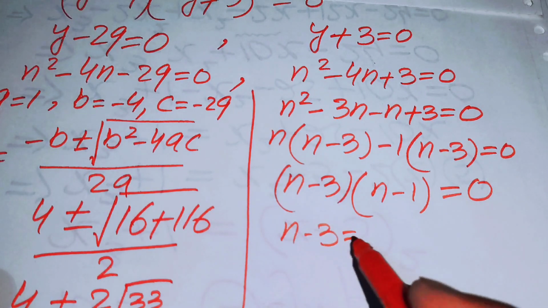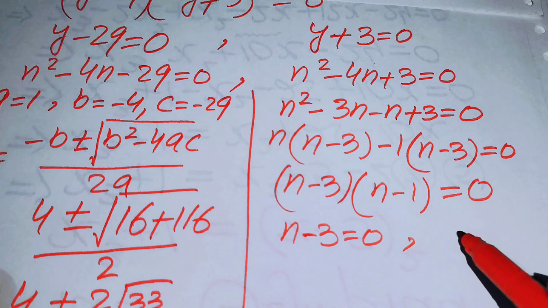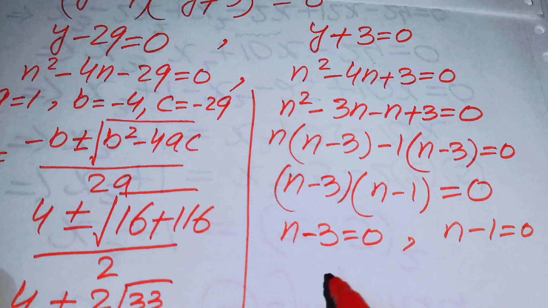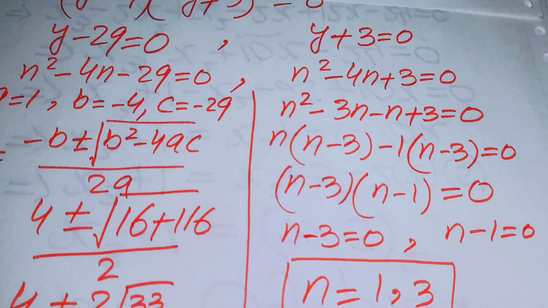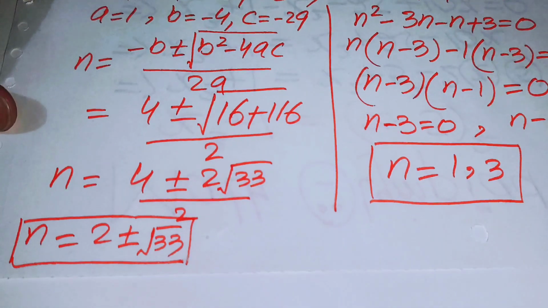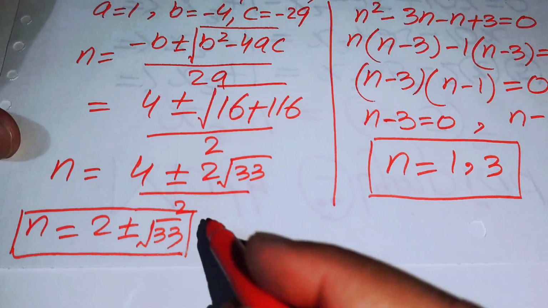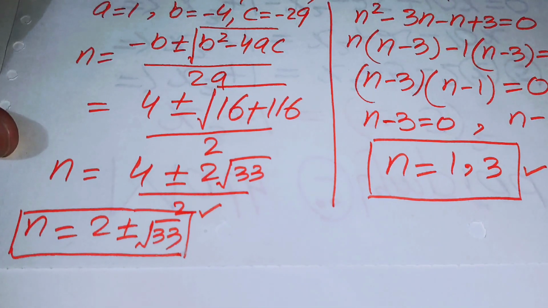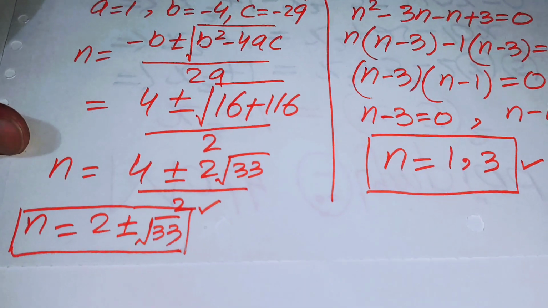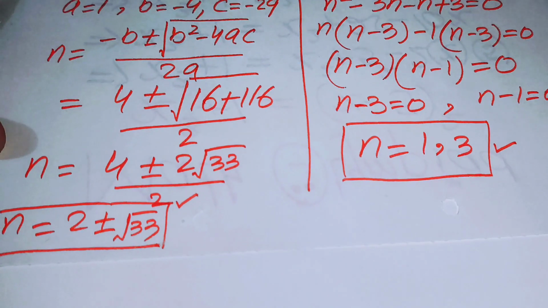So here we have two cases, n minus 3 equals 0 and n minus 1 equals 0. Finally we have two values of n, and these are 1 and 3. So finally we have the four roots of this problem. These two roots are real and these are also real. These are the four roots or four solutions of the given problem, and this is our final answer.